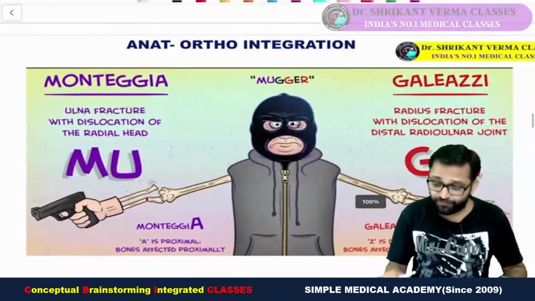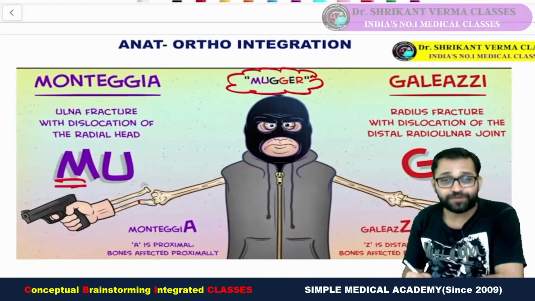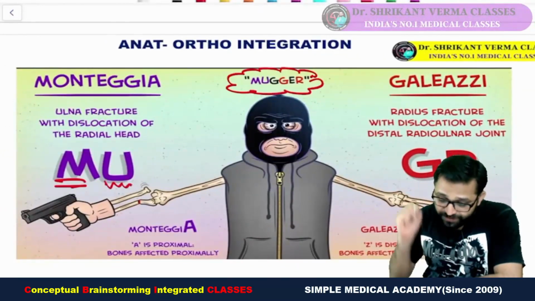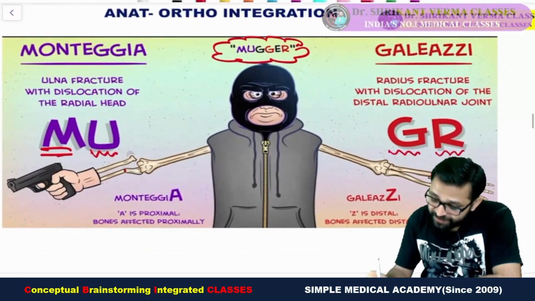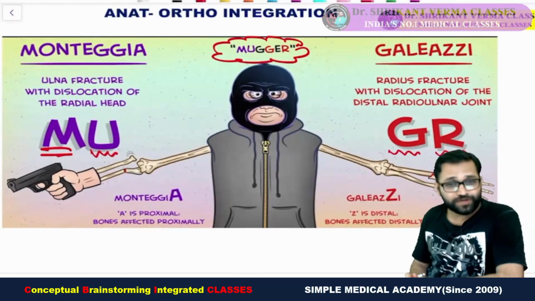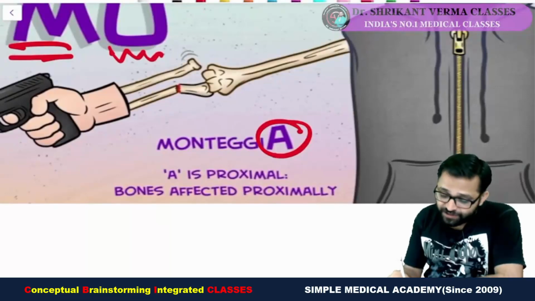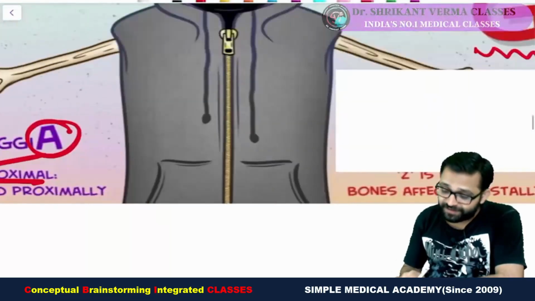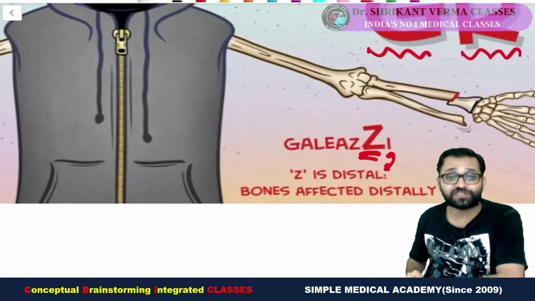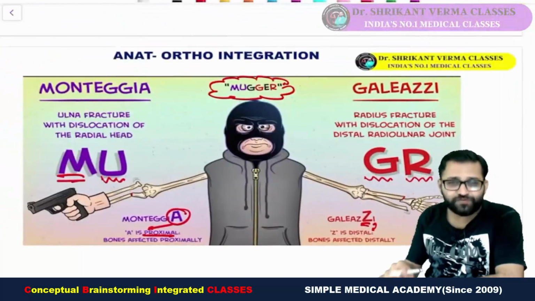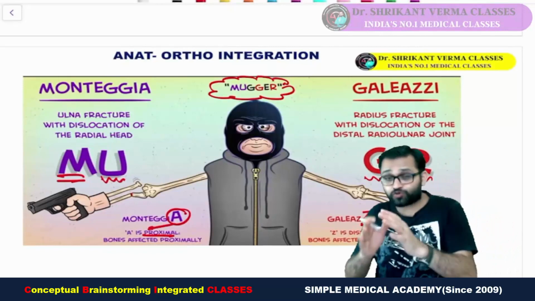There is one beautiful mnemonic from internet sources, the MUGGER. M for Monteggia fracture, there is a fracture of the ulna. G for Galeazzi fracture, there is a fracture of the radius. So you can remember it in this way. In Monteggia, the last word is A. A is the first letter, so there is a proximal fracture. Yes. Galeazzi, there is a Z. Z is the last letter, so this is a distal fracture. So this is one way you will cover it in your orthopedics, but try to integrate anatomy and orthopedics.